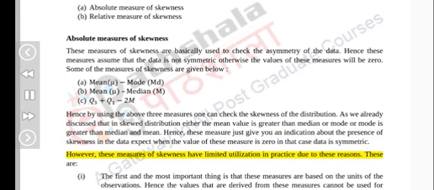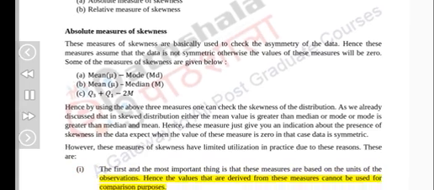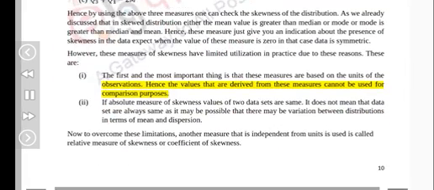However, these measures of skewness have limited utilization in practice for these reasons. The first and most important is that these measures are based on the units of the observations. Hence the values derived from these measures cannot be used for comparison purposes. If the absolute measure of skewness values of two datasets are the same, it does not mean that the datasets are always the same, as there may be variation between distributions in terms of mean and dispersion. Now to overcome these limitations, another measure that is independent of units is used, called the relative measure of skewness or coefficient of skewness.